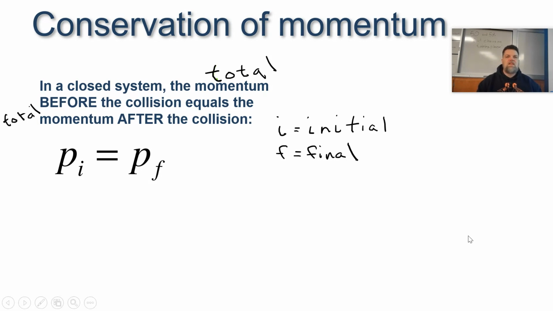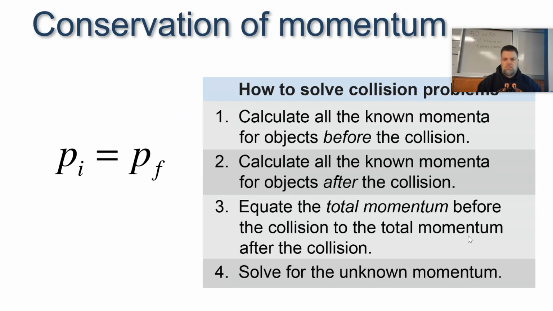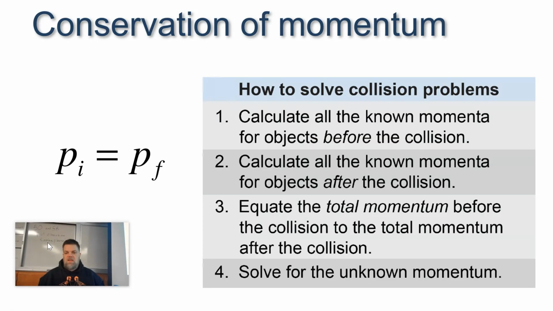Can I move on to the next slide? Now, you don't have to write this down. I just want you to look at the screen and read along with me. It says calculate the unknown momentum for the object before the collision. So this is how you solve these collision problems. So you almost always calculate all of the momentums, right? The sum of the momentum. Then calculate all of the known momenta, that's plural for momentums, for objects after the collision.